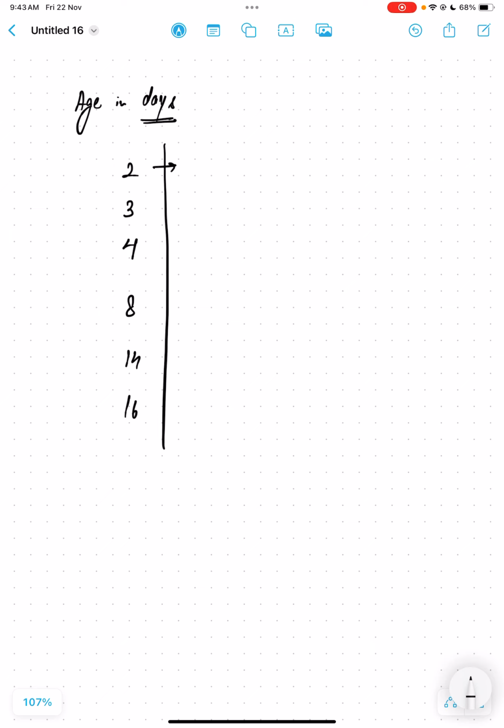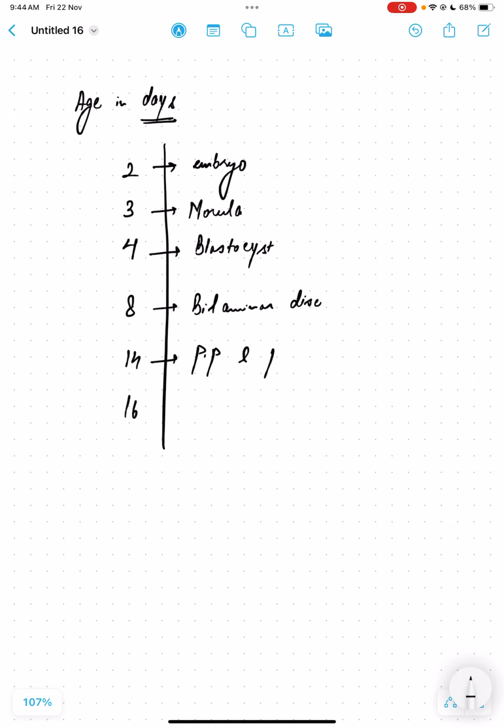At the second day, there will be the formation of embryo. After the third day, there will be the formation of morula. At the fourth day, there will be the formation of blastocyst. On the eighth day, there will be the formation of bilaminar disc containing epiblast and hypoblast. And then there will be the formation of procaudal plate and primitive streak. And then there will be the formation of intra-embryonic mesoderm.